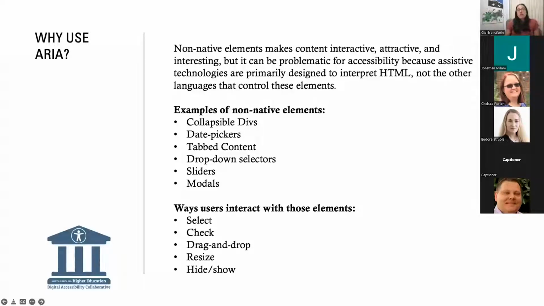Some kinds of elements that include non-native languages are collapsible divs, like toggles, date pickers, tabbed content, drop-down selectors you'd see in forms, sliders, like photo sliders, and modals, which are similar to pop-up boxes, things that look like a page within a page. Users interact with these in a number of different ways. They can select the element, check the element like a checkbox, drag and drop them, resize them, move them around, hide them, show them, that kind of thing.